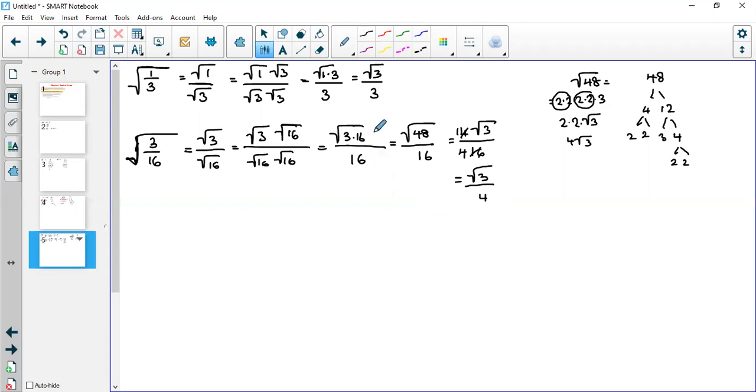From here you could follow this, from this part. You know that the root of 16 is 4, right? So let me draw an arrow here. Now this is the perfect way of doing it with all the steps.